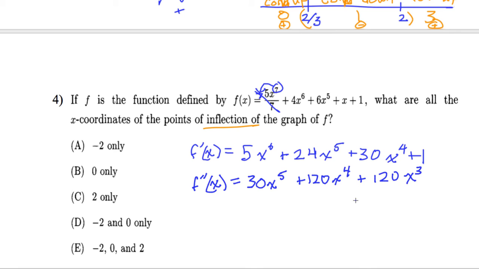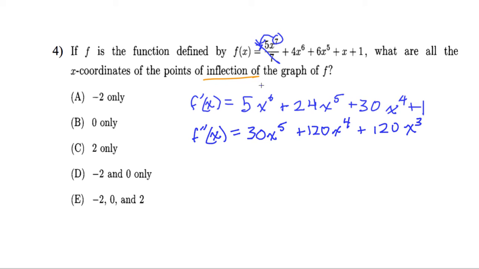Looks like everything here is divisible by 30x to the power of 3. So that means F double prime, my cool factored form, is 30x to the power of 3 times all of x squared plus 4x plus 4.